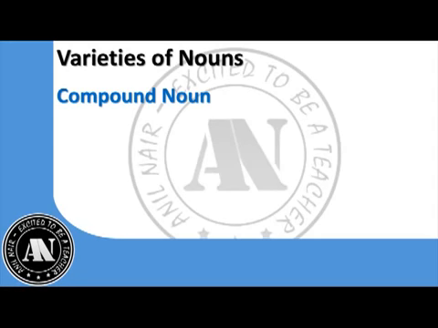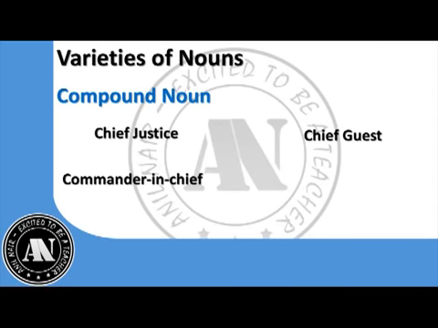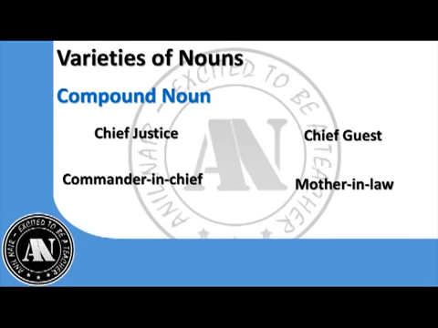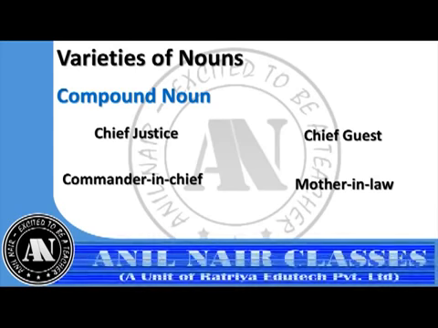For example, Chief Justice, Chief Guest, Commander-in-Chief, Mother-in-law, etc. Now if you observe, the words are made up of 2 or 3 words, but in fact they refer to a single person. So obviously a compound noun, though it is made up of 2 or 3 words, will always take a single verb after it because it refers to a single entity.